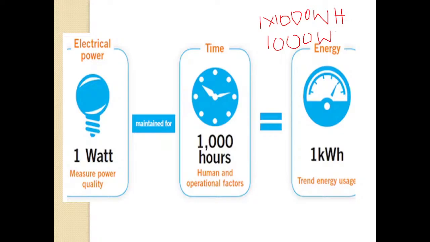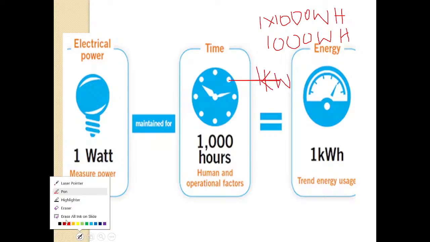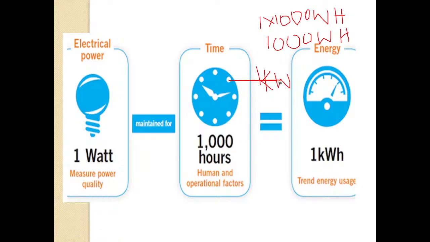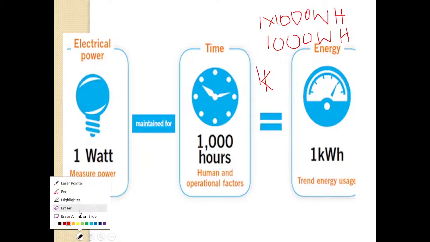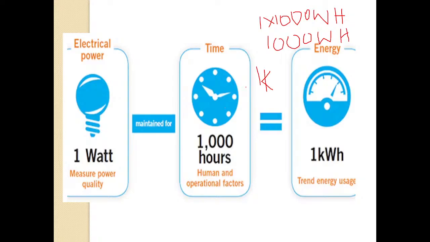Thousand means what? 1 kilo. So it is equal to 1 kilowatt hour. 1 kilowatt hour is equal to 1 unit.